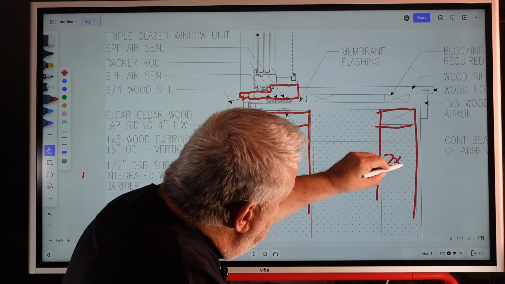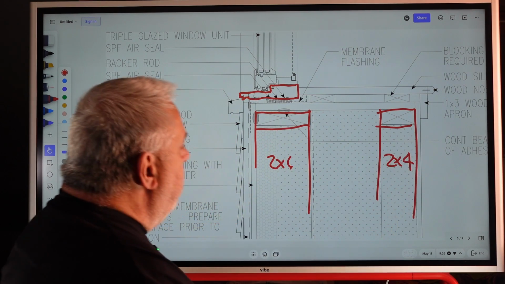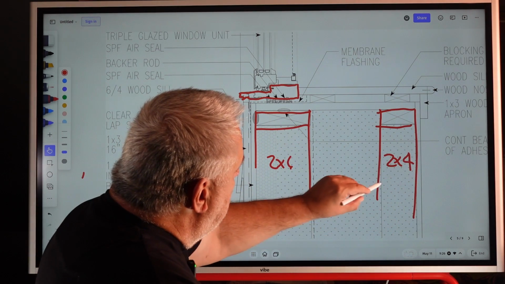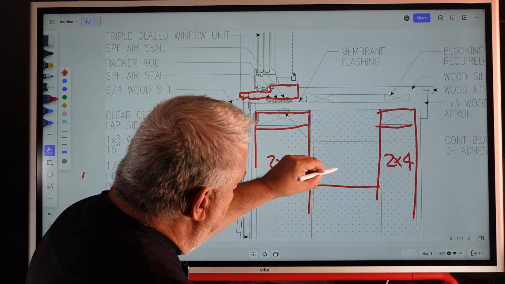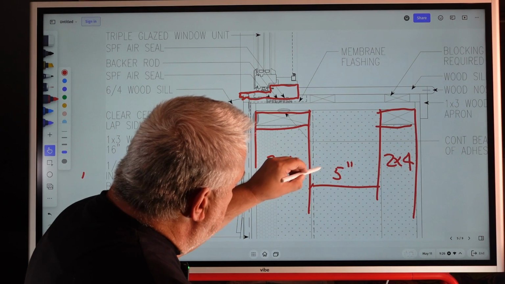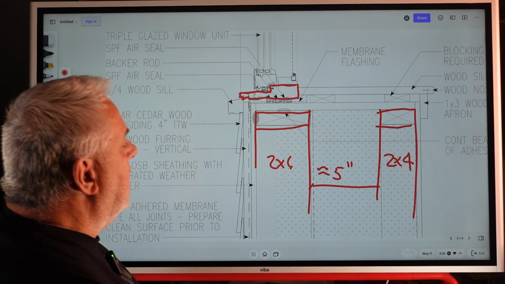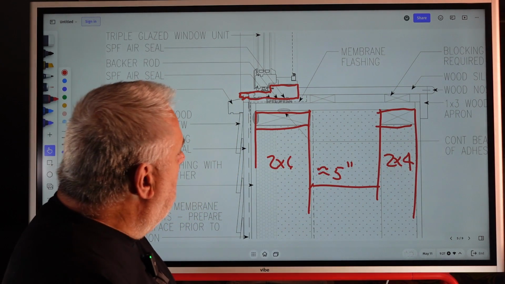2x6, 2x4. That makes up 9 inches. And I want to say we had something like about 5 inches, somewhere around there, in there. I forget exactly what the thickness was on that wall.